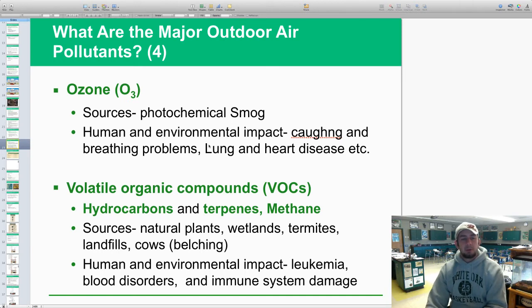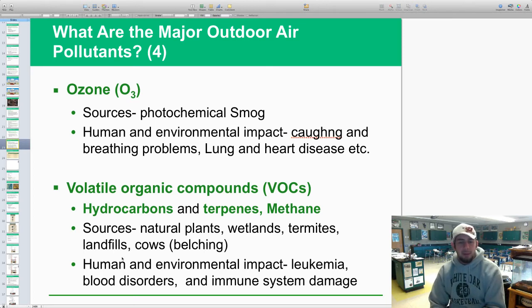These are mostly produced by natural sources. They are hydrocarbons and terpenes and methane gases. Again, sources are natural plants, wetlands because of the decomposition process, and termites because of their decomposition and their waste excretion as well. And cows belching, producing methane, landfills, again, through the decomposition process. So a lot of these volatile organic compounds are really from digestion and decomposition and plant death. And so that's really where we're seeing a lot of those.